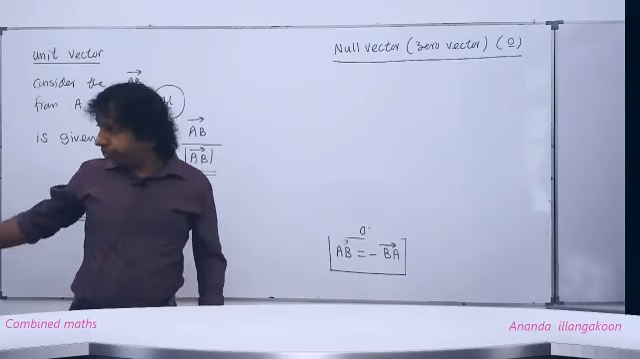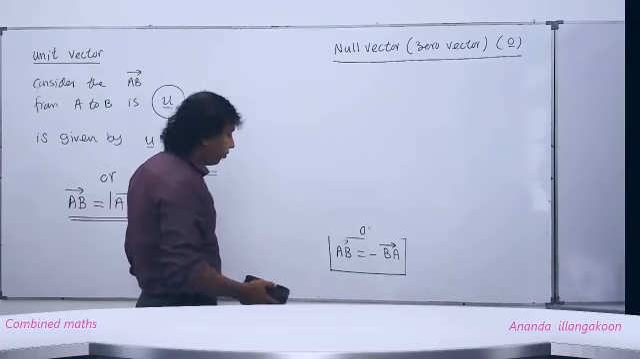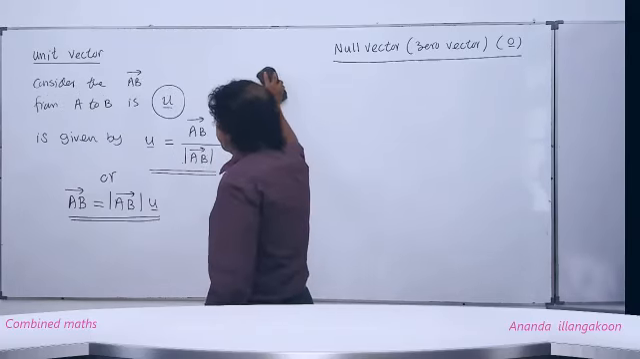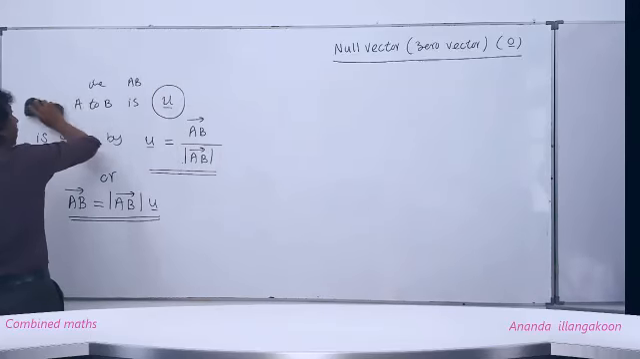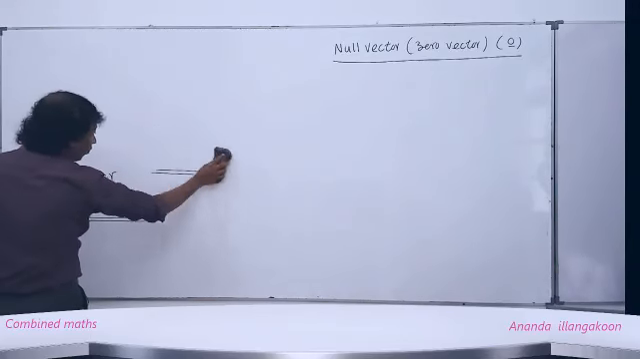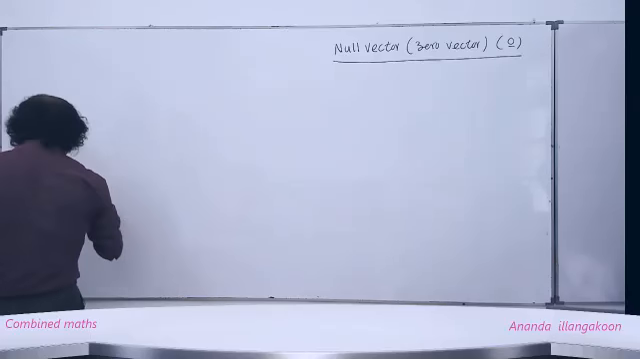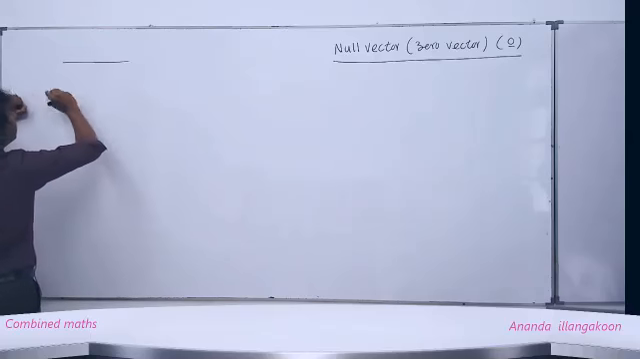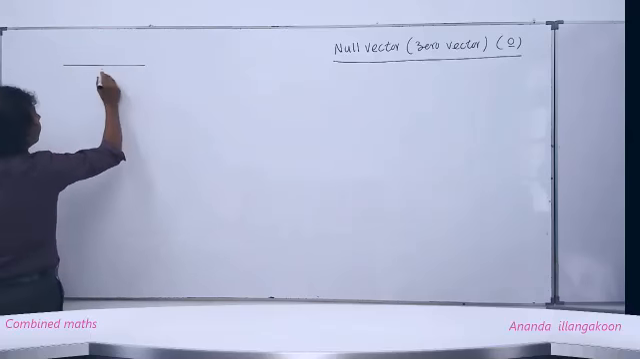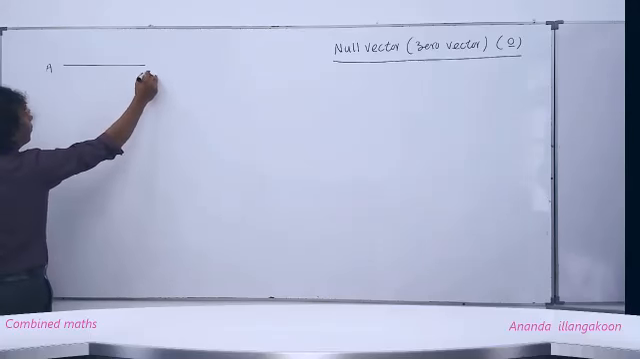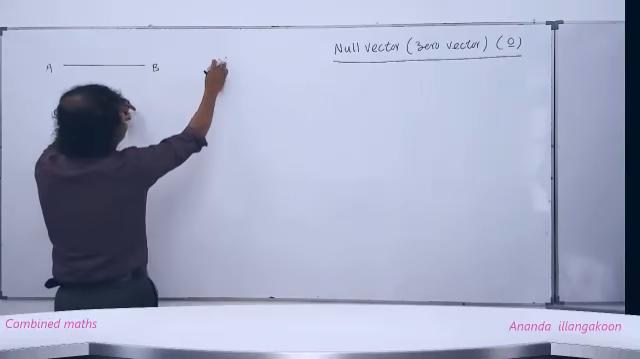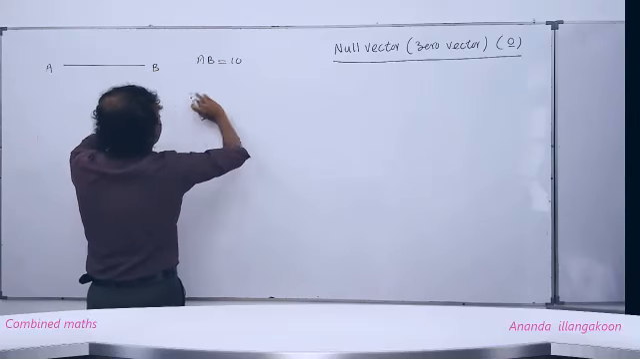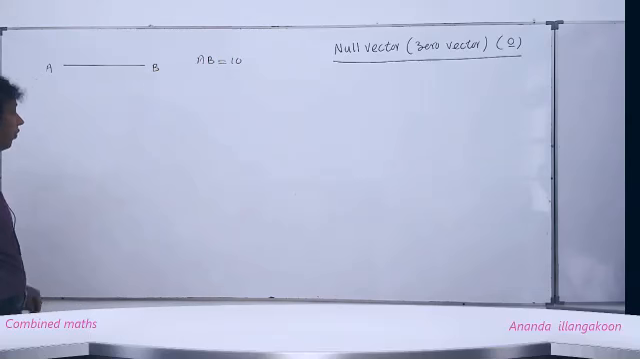Now, next on. That's all the different types of vectors we are supposed to discuss at the moment. Now, this situation is also very important. Suppose we have a line segment, say AB, and suppose the AB length is 10 centimeters, which means 10 units. Now the size of the vector is 10.